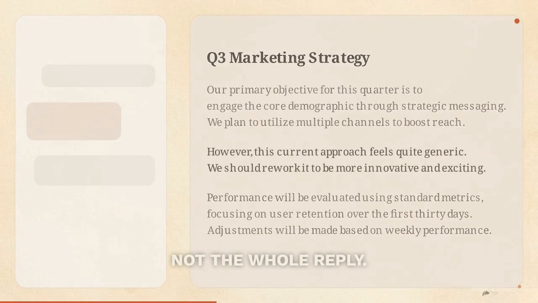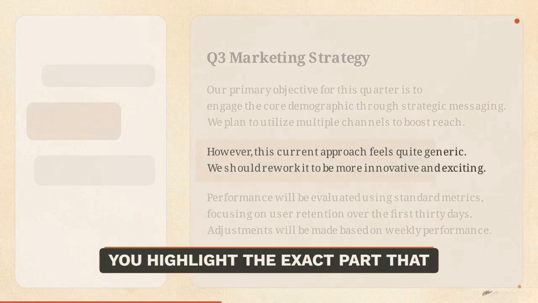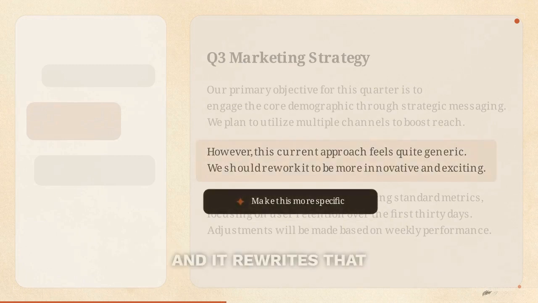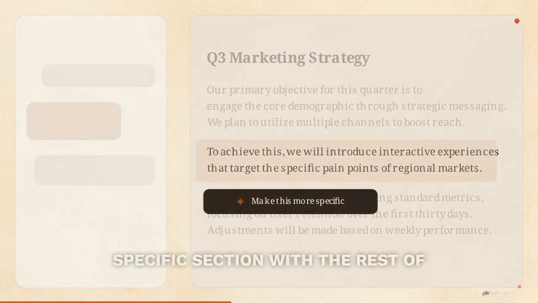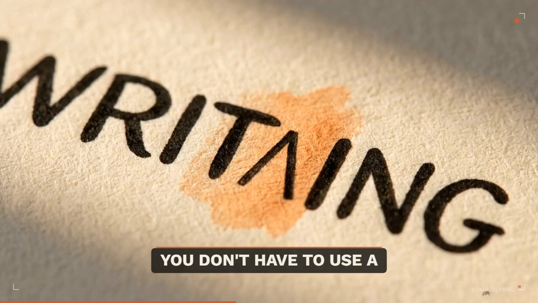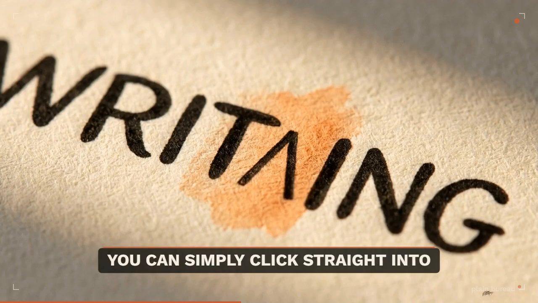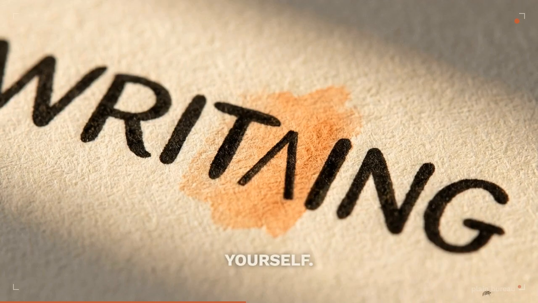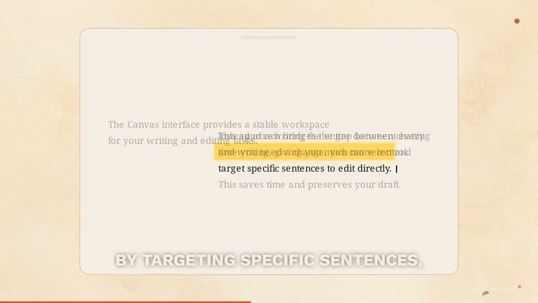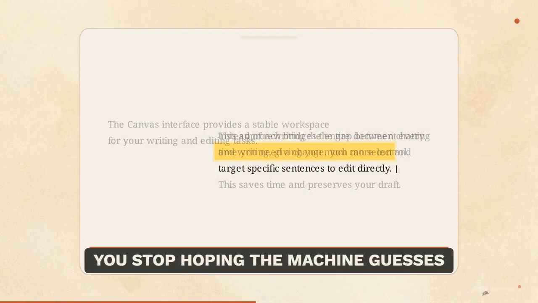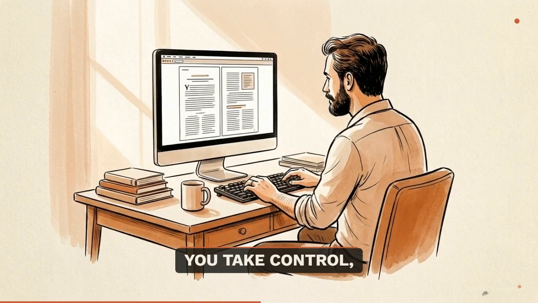Habit 2. Edit the exact part, not the whole reply. You highlight the exact part that is off, tell it what you want, and it rewrites that specific section with the rest of the document in mind. You don't have to use a prompt either. You can simply click straight into the document and type the fix yourself. By targeting specific sentences, you stop hoping the machine guesses perfectly. You take control, shaping the final piece exactly to your standards.